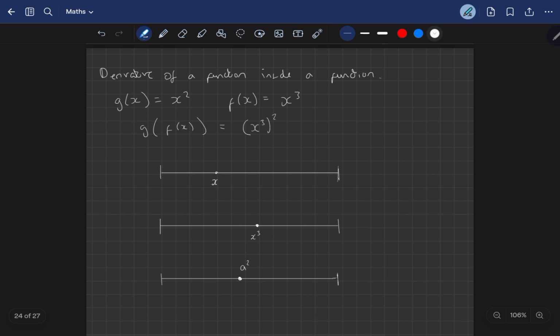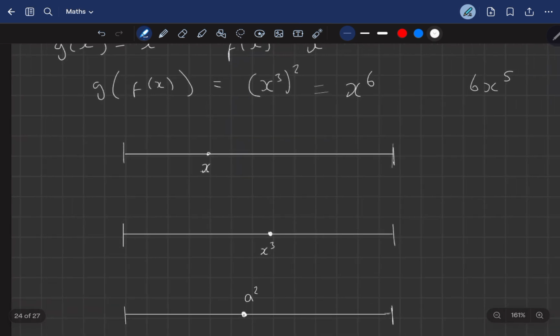For this approach, let's first start off with our labeled functions. Let g of x equal x squared and let f of x equal x cubed. And we want to calculate the derivative of g of f of x. We know that this is equal to x to the power of 3 all raised to the power of 2, which is the same as x to the power of 6. And we know that the derivative of this is 6x to the 5. But how do we get this for more complicated functions, or even unknown functions? Now, I have 3 number lines here.